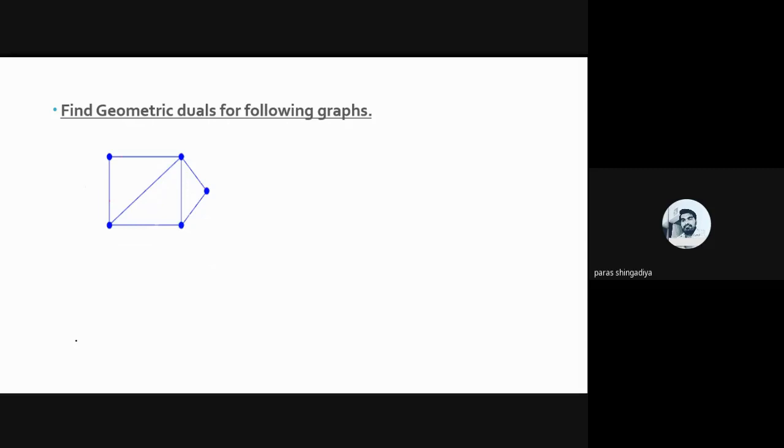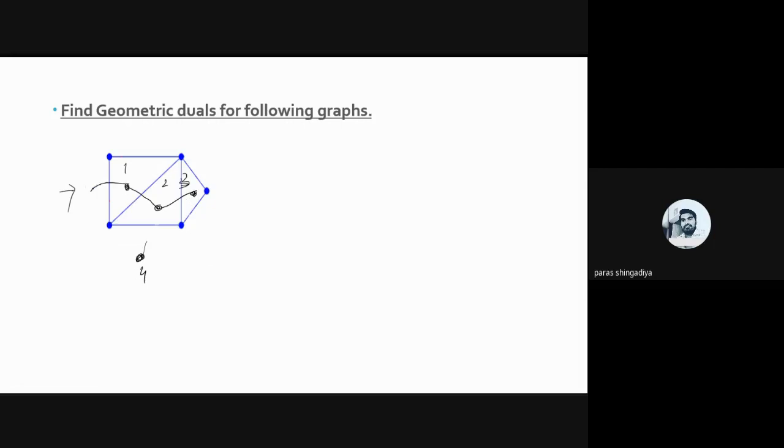So the first one is to find the dual graph. How can we create a dual graph? First, we check the regions. It should be planar. So it is a planar graph here. There are 3 regions inside and 1 for outside. So place 1 vertex in each one. And now check which 2 are adjacent. So 1 and 2 are adjacent, 2 and 3 are adjacent, but 1 and 3 are not adjacent.